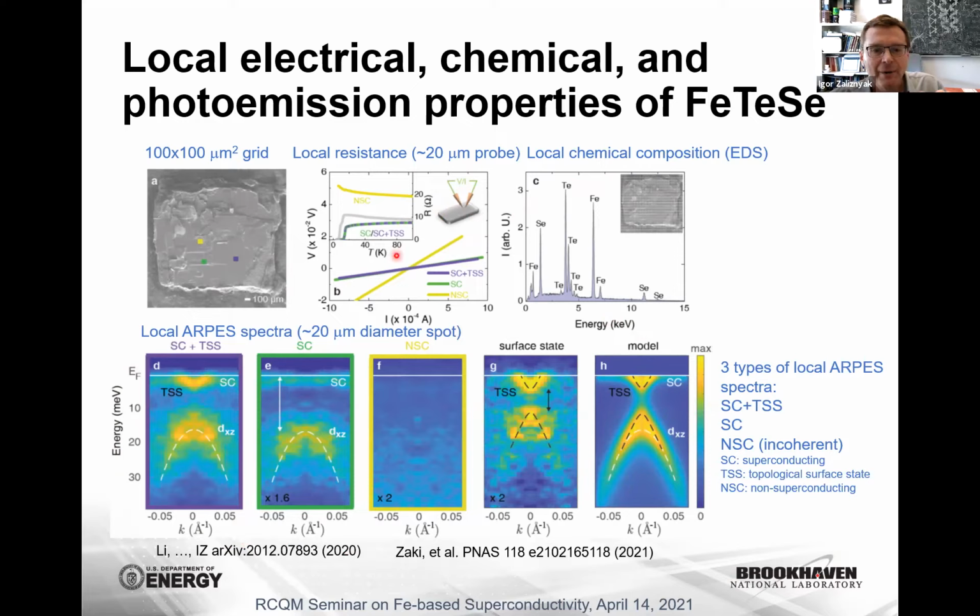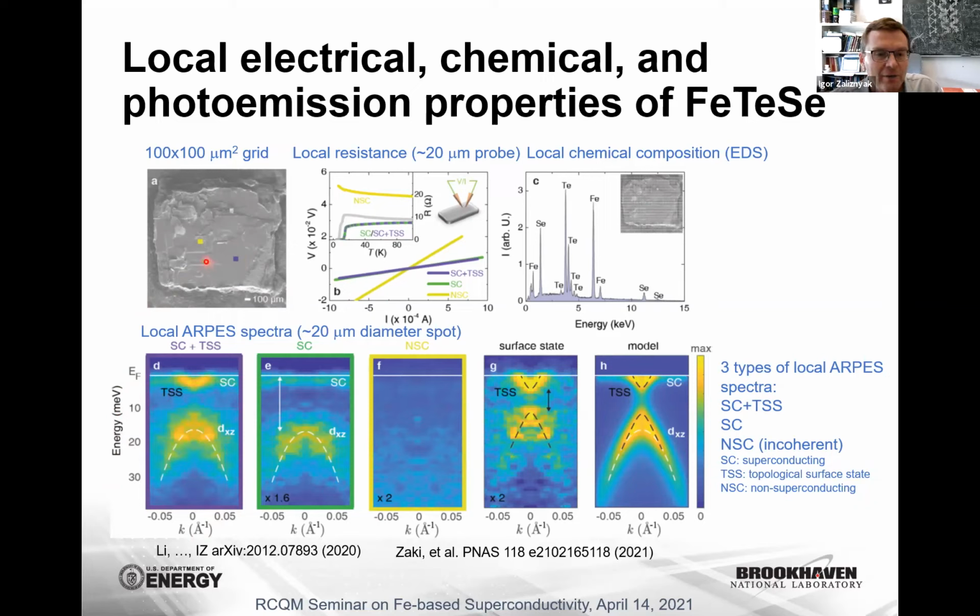And so we observed that there are 3 types of regions, just 3 types of spots on which different ARPES spectra are observed. We either observe an ARPES spectrum such as in this violet region, which contains a bulk band, a surface state, this bright yellow spot, and a superconducting condensate peak.